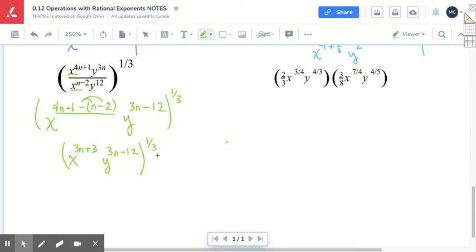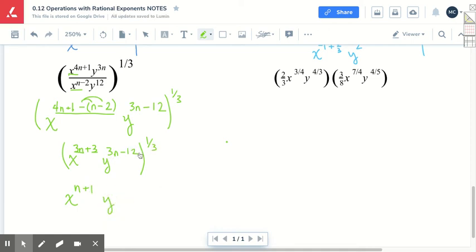Lastly, I need to deal with this power on the outside here. So this power is going to get distributed to each of the exponents. And when this 1/3 gets multiplied by 3n plus 3, it's actually going to multiply each of these terms by 1/3. So 3 times 1/3 is 3/3, which is just 1. So this is just n. And this 3 times 1/3 is also 3/3, which is also 1.